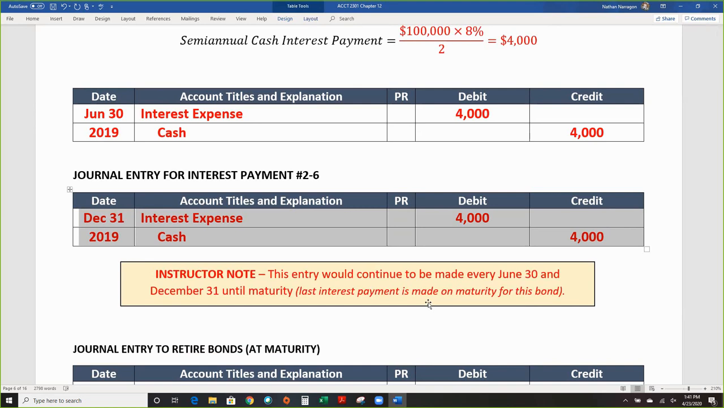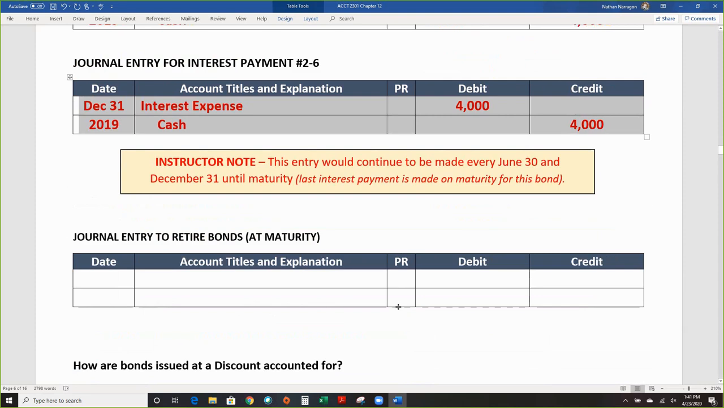So this will be June 30th, December 31st, 2019, then June 30th of 2020, December 31st of 2020, and June 30th of 2021, and December 31st of 2021. Now, funny thing about December 31st of 2021, even though that's going to have an interest payment, that's also the date of this note's maturity. And basically, again, the end of the line. So, on December 31st of 2021, our bond matures, and we pay off the bond.